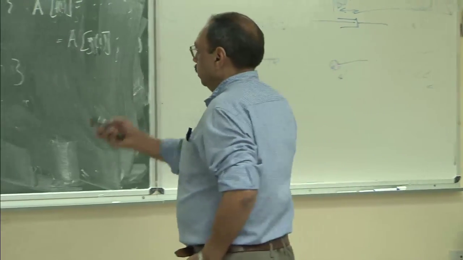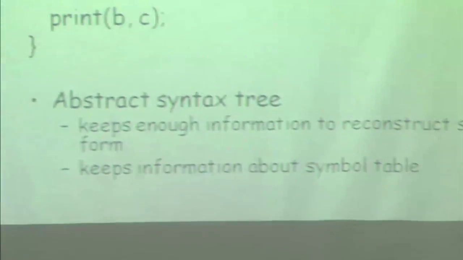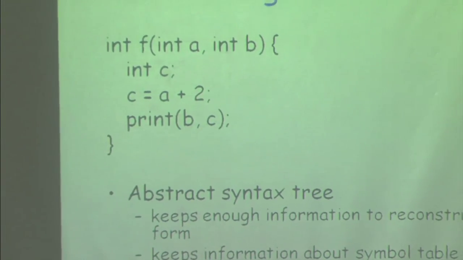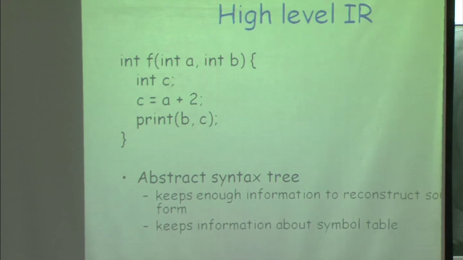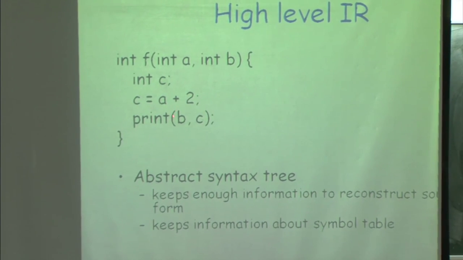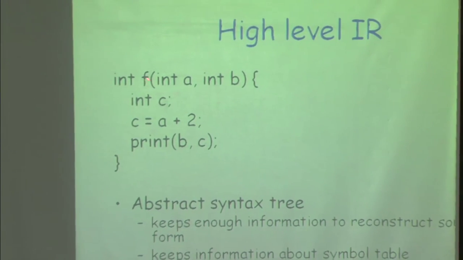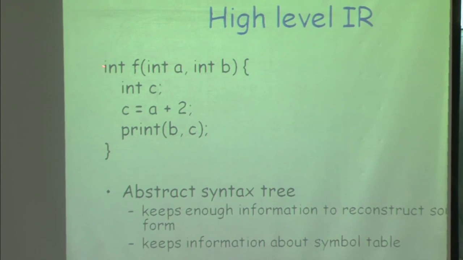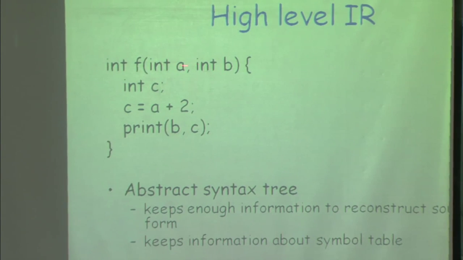Okay, so this point has already been brought out. Let's now look at various high level representations. Let's take this kind of code, which you have frequently encountered. I have a function f returning type integer. It takes two arguments a and b, both of type integer, and it has a local variable of type integer. Then an expression involving the arguments and the local variable is assigned to it, and then it prints b and c.